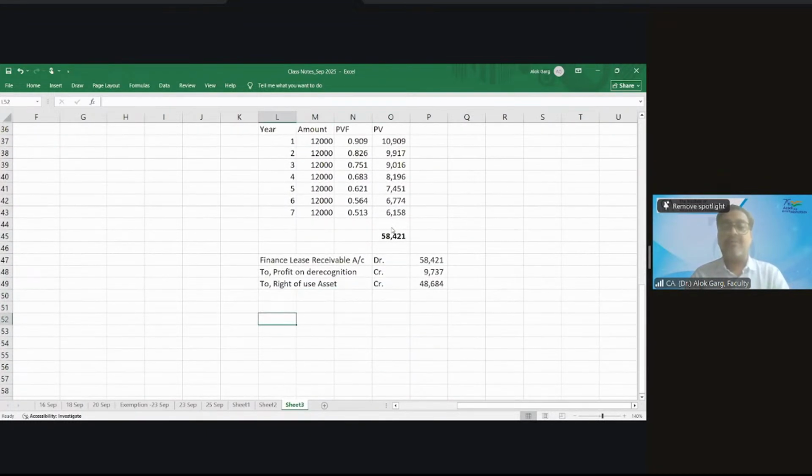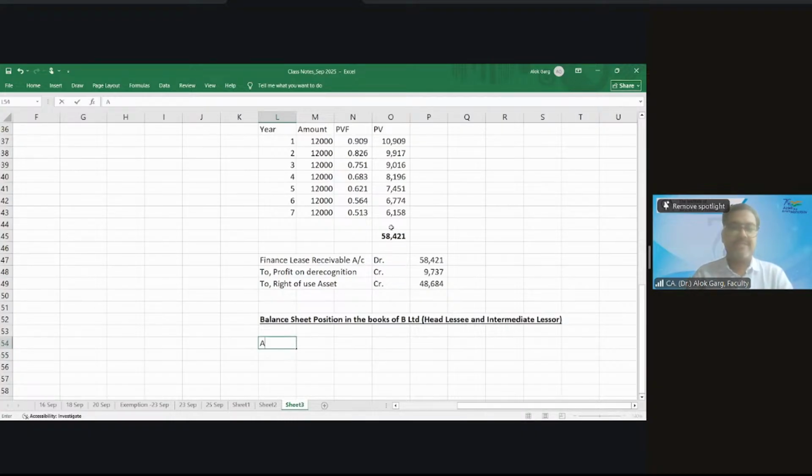Now, what is the accounting in the books of C? And let me show you the balance sheet position in the books of B Limited. Who is B Limited? Head lessee, primary lessee, original lessee, and intermediate lessor.